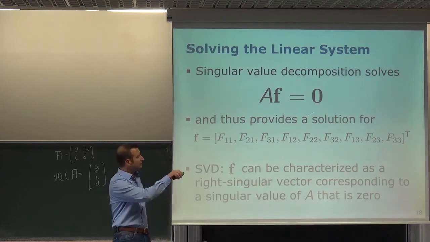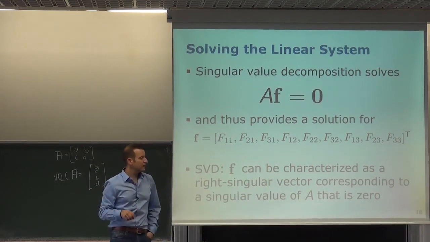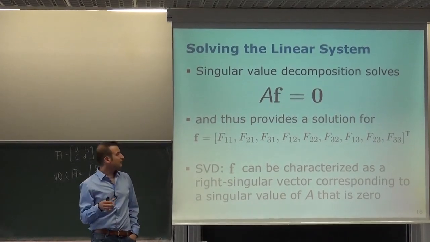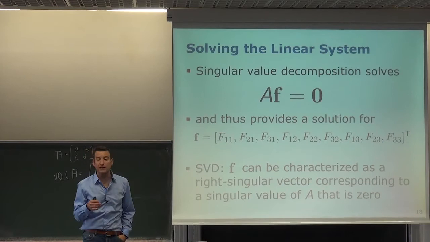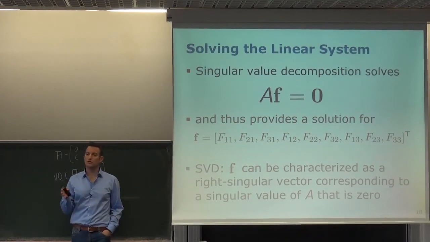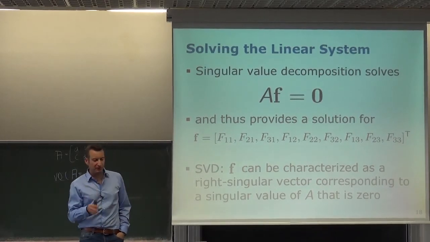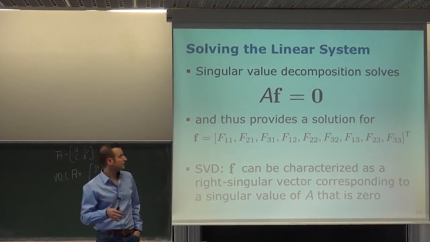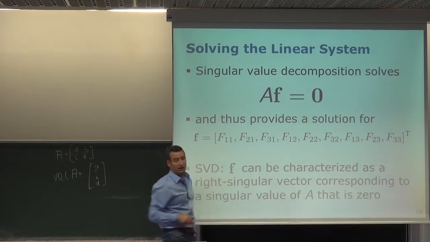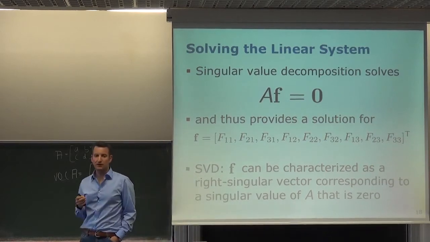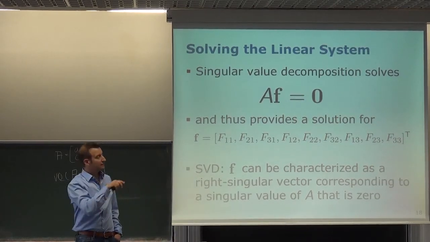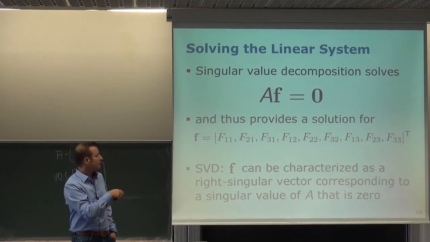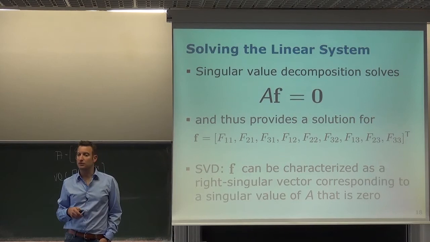So if you look at this equation, what it says is that basically f is a right singular vector of this matrix A, and this is the one which corresponds to the singular value that is 0. So this matrix A has one singular value which is 0, and f is the corresponding right singular vector.